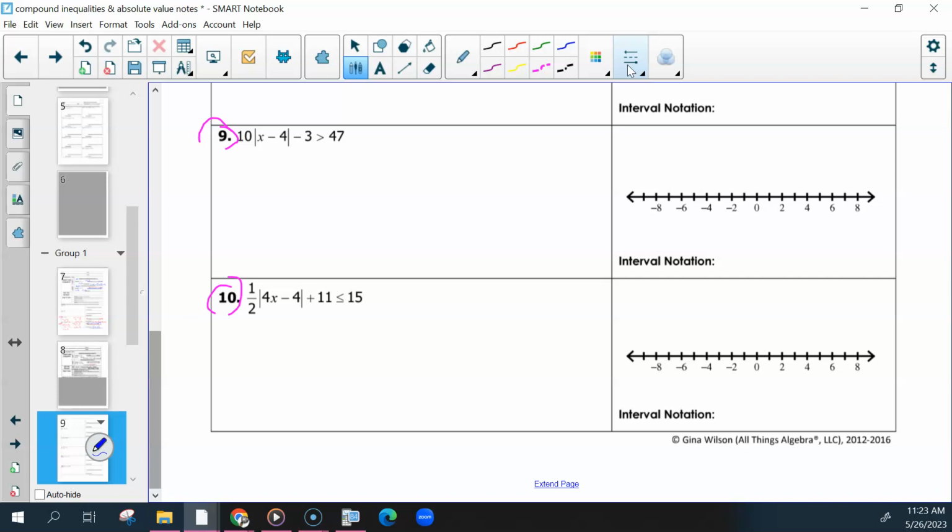Mind, we have to isolate it first, isolate the absolute value bars. Get rid of the 10 and the negative 3. Which one do we think we're going to get rid of first? The 3. Move it to the other side. Then we could get rid of the 10, divide both sides by 10.